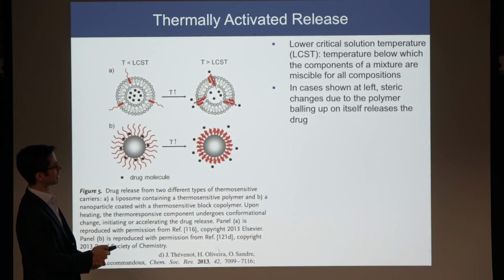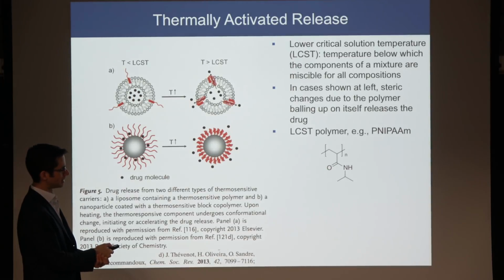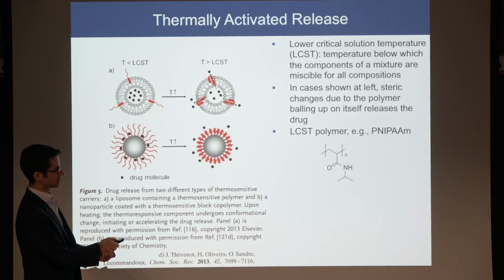In the case shown at left, we're using something called PNIPAM. PNIPAM is this material, and its characteristic is that it has this amide group. This is poly-N-isopropyl acrylamide, and what this does is it allows hydrogen bond accepting here from the water and hydrogen bond donating from the amide nitrogen group. So this is a nice hydrogen bond donor.